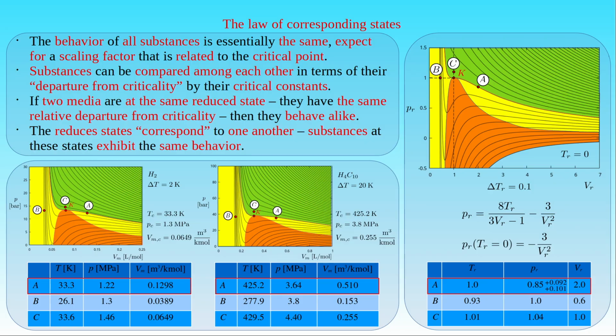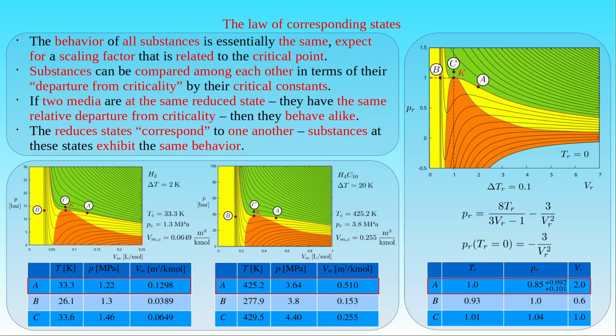The superscript of 0.85 tells us that the reduced pressure of hydrogen is greater than 0.85 by 0.092 in the state A. Similarly, the subscript of 0.85 represents an increase of 0.101 in the reduced pressure for butane. As a result, if the two substances are in the state A, their reduced temperatures and their reduced volumes are the same, but there is a slight difference between their reduced pressures.